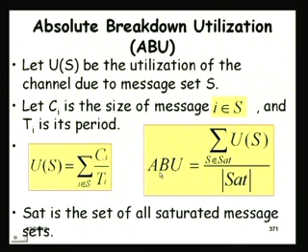Now, the ABU is the summation of all such utilizations for the saturated set of messages divided by how many message sets there are. So, it uses the cardinality of the SAT set and the utilization due to all saturated message sets, right. This is the cardinality of the SAT set.